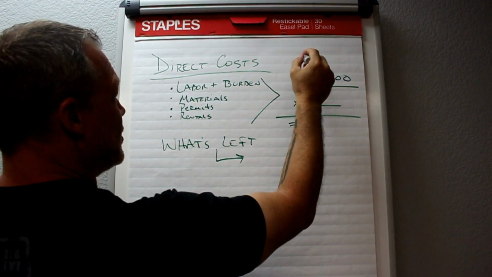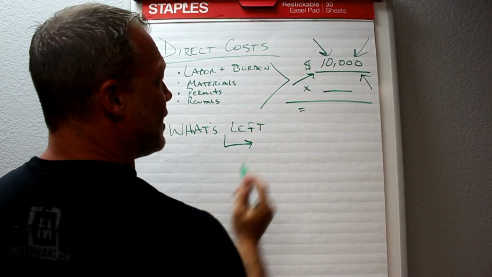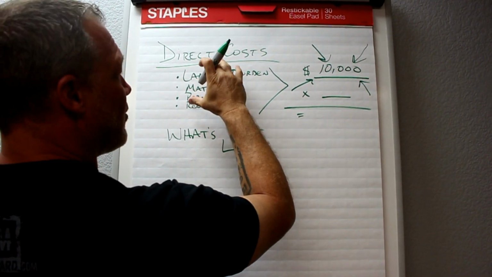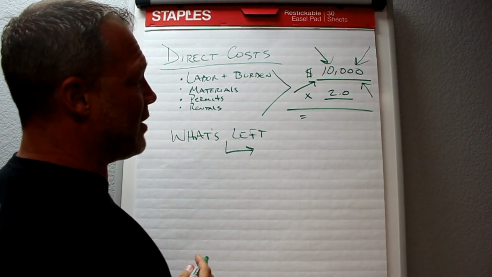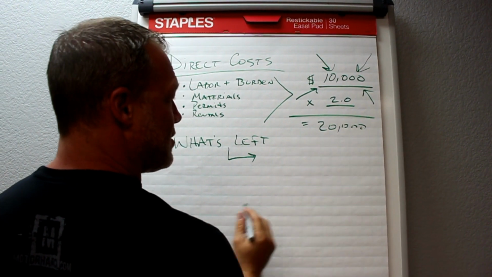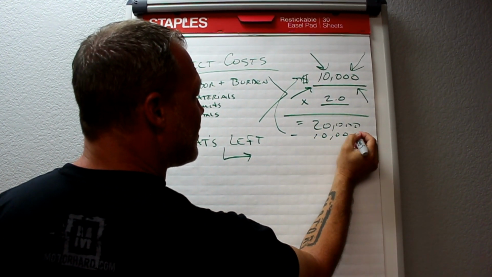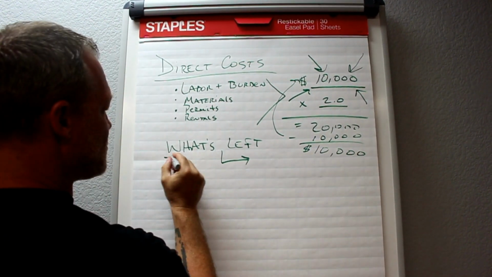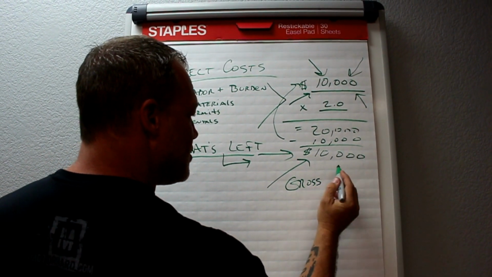Okay? That's what you get to pay to build or fix the thing for Mr. and Mrs. Jones. Figure up what it's going to cost you. Multiply it by at least 2.0, and in this case, 10,000 times 2 is $20,000. When you subtract your direct costs of $10,000 back out of it, you got 10,000 bucks left. This is what you have left. This money is called gross profit.